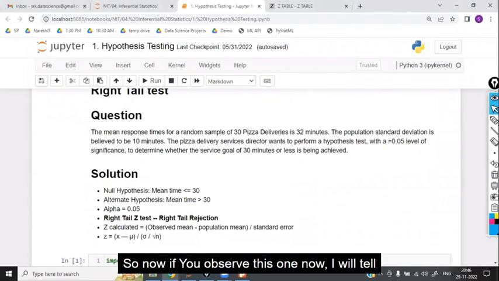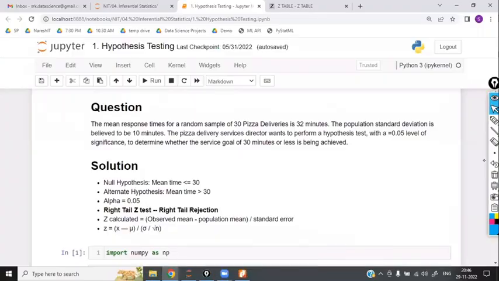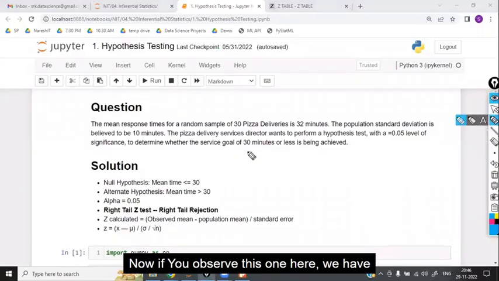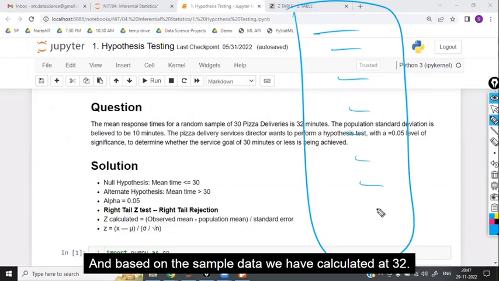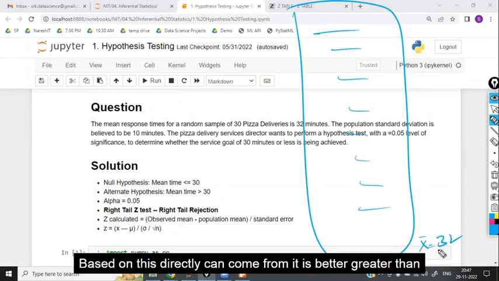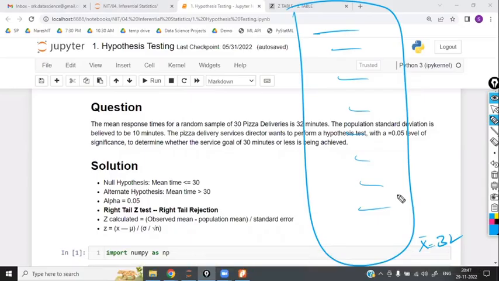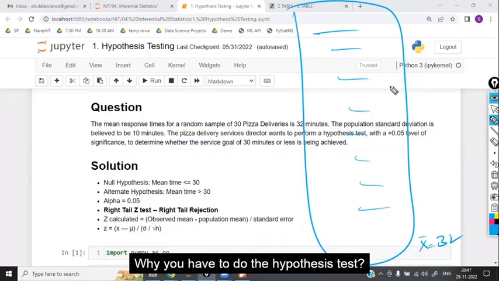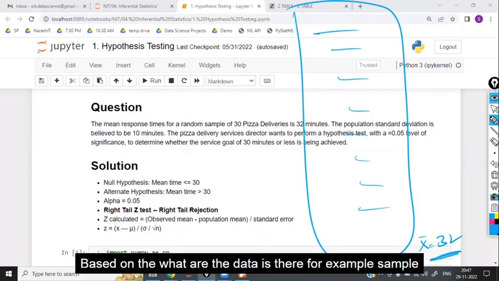So now if you observe this one, now I will tell you an interesting one. Here we have selected the sample data, and based on the sample data we have calculated the 32. Based on this, directly you can confirm whether it is greater than 30 or less than 30. Directly you can say based on this only, right? Why do a hypothesis test? Why do you have to do the hypothesis test, based on whatever the data is there?